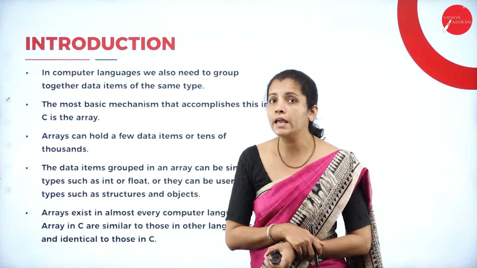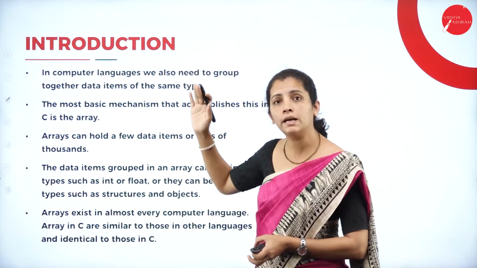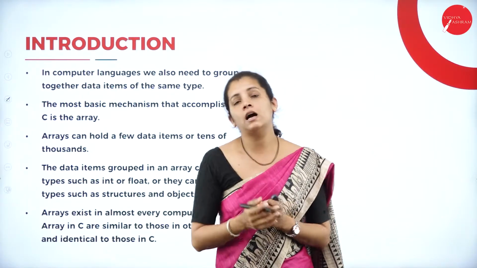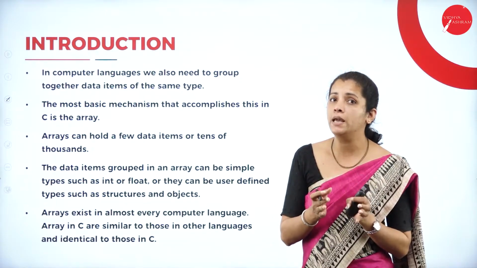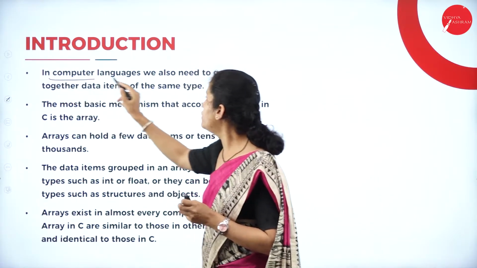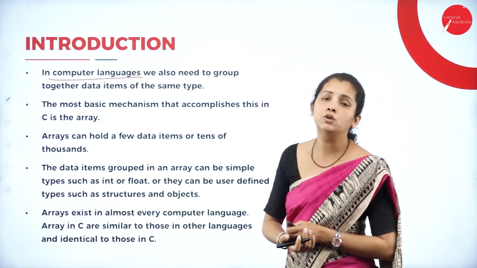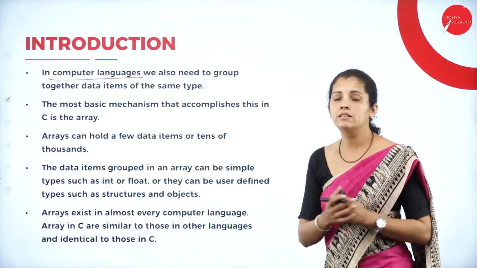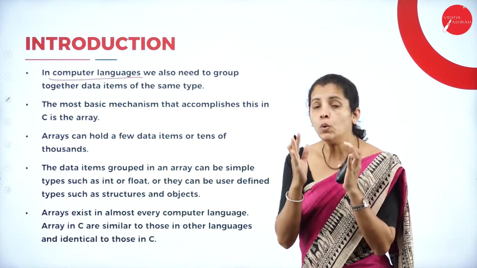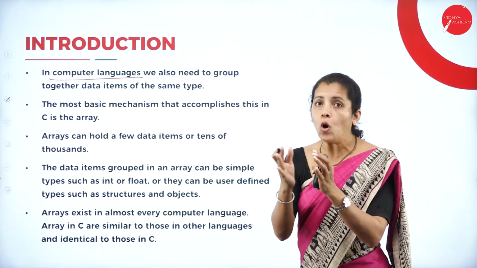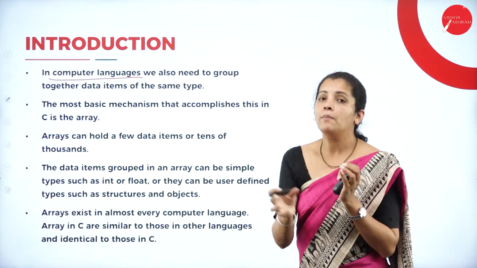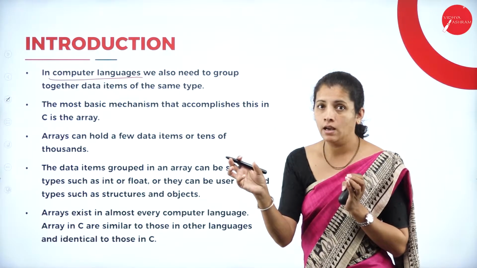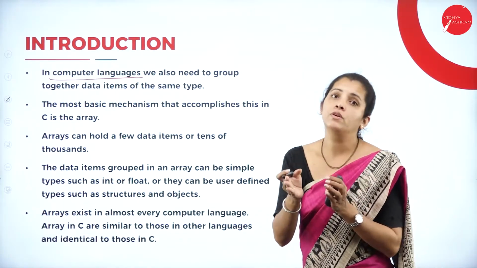So, what is an array here? Arrays are nothing but a collection of homogeneous elements, and all the elements are grouped under the same name. So, dear student, in computer language, we also need to group the same kind of data items together. For example, think that I have blue ink pens. I'm going to group all the blue ink pens together, and I'm going to give a name for that, that is blue ink pen, and I have a collection of blue ink pens.